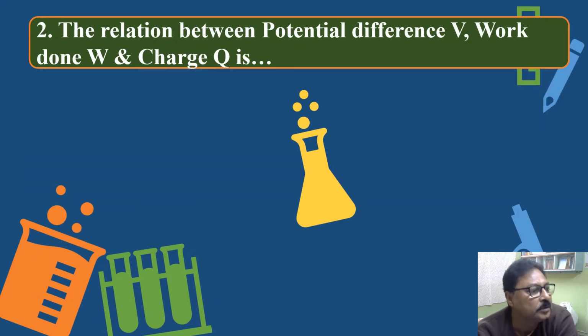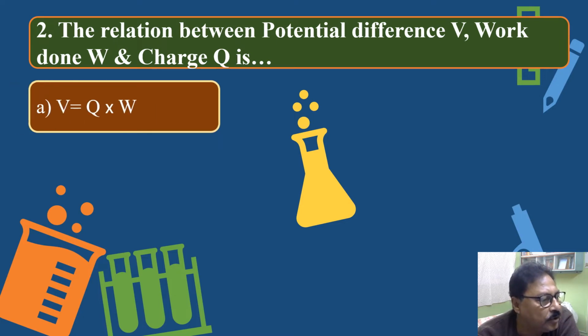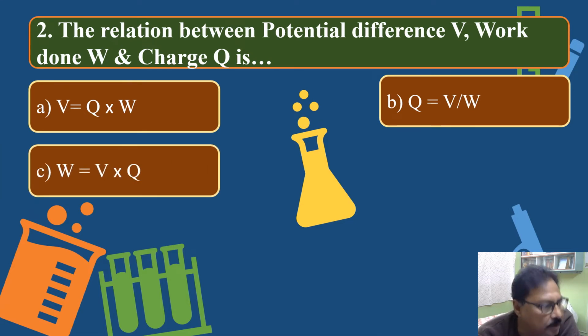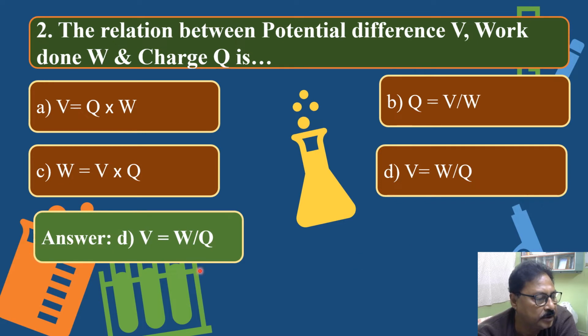Next, the relation between potential difference V, work done W and charge Q is: option A, V is equal to Q multiplied by W. Option B, Q is equal to V by W. Option C, W is equal to V multiplied by Q. Option D, V is equal to W by Q. The right option is option D, V is equal to W by Q.